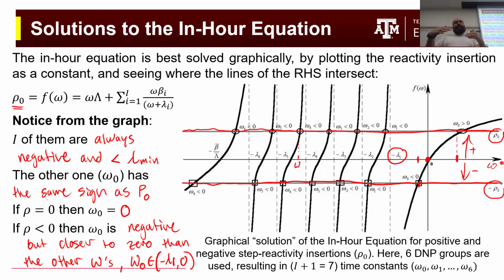And this is being written in a very generic way, but it's always going to hold true in terms of the sign of the insertion telling me about the sign of all of these exponentials. So if the insertion's positive, one of these constants is going to be positive, and all of the other ones are going to be negative. If the insertion is negative, all of these constants are going to be negative, but the omega zero constant is going to be the least negative, or the algebraically largest.